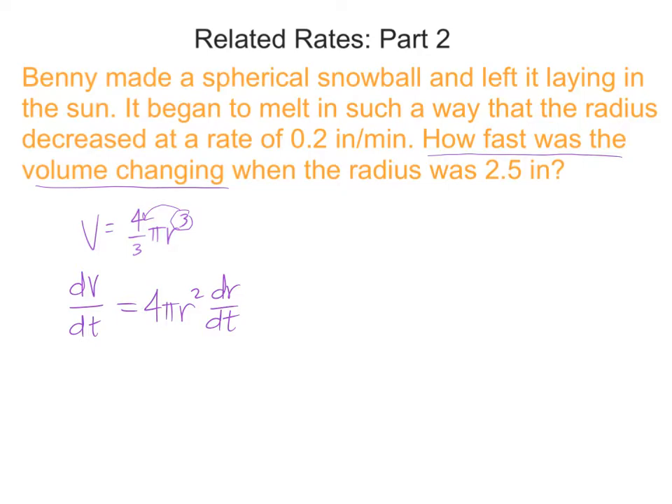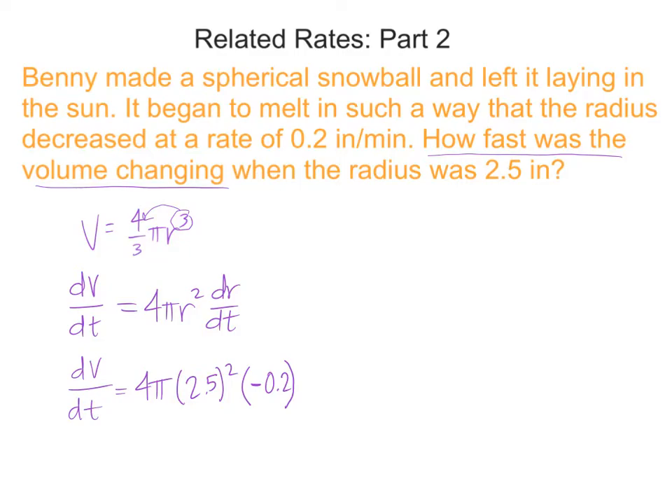I know two numbers, so I need to find the third. dV/dt is my unknown. 4 pi. And this is what I've called the snapshot. This is the moment in question, and that's when the radius was 2.5 inches. So I need r squared, which is going to be 2.5 squared. And we were told that this snowball is melting in such a way that the radius decreased at a rate of 0.2 inches per minute. Now here's something that would be easy to forget. Negative 0.2 is dr/dt.